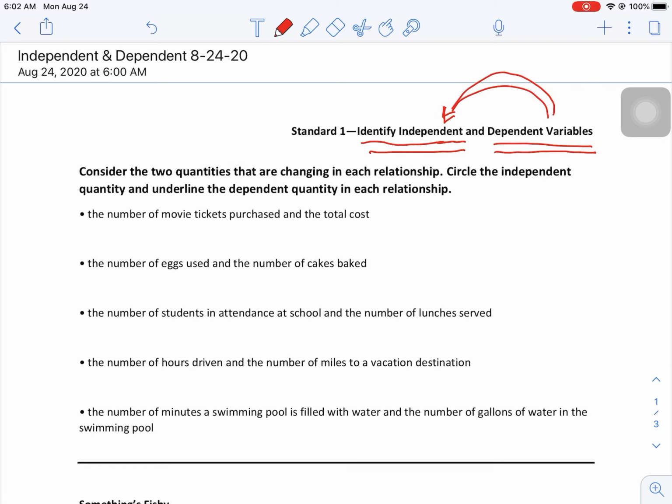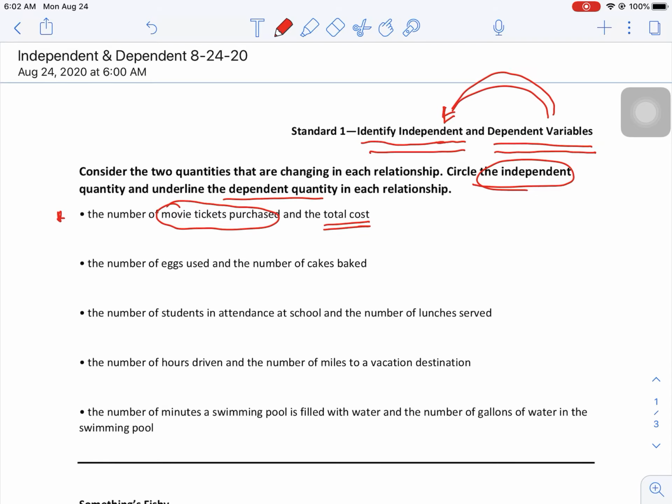So a good example is this one. Remember, we're going to circle the independent. We're going to underline the dependent. So the independent quantity in the first example is the number of movie tickets purchased, because we're going to purchase them. And that's going to change, that's going to affect the total cost. If we purchase one, it might cost $10, right? If we purchase two, now the total cost is $20. So as we purchase the movie tickets, which is the independent, it changes the total cost.